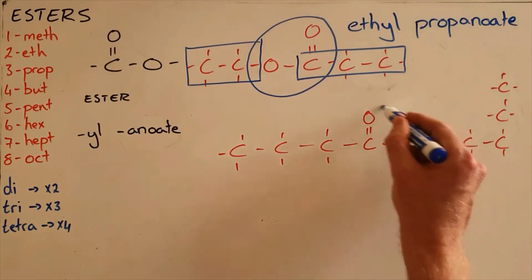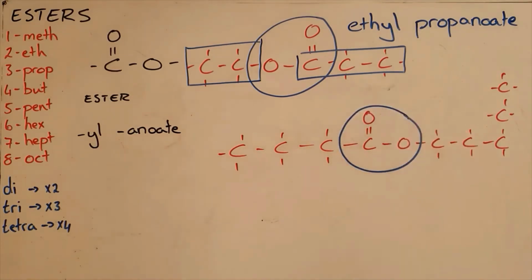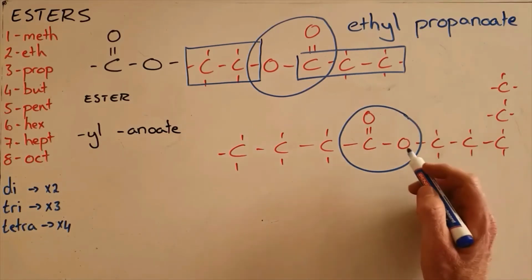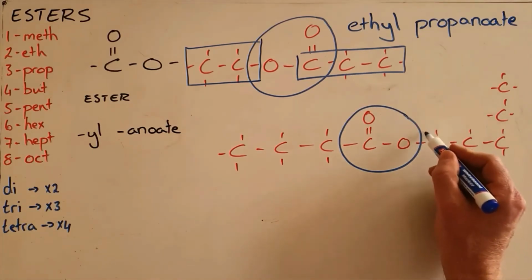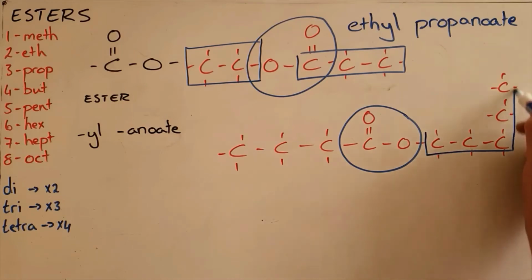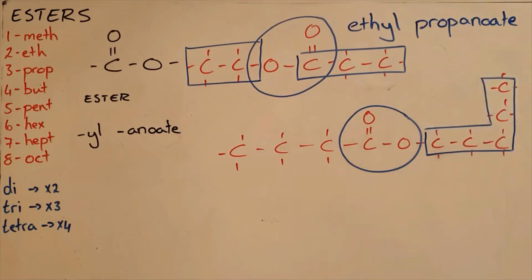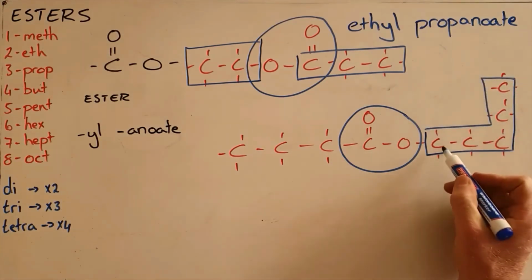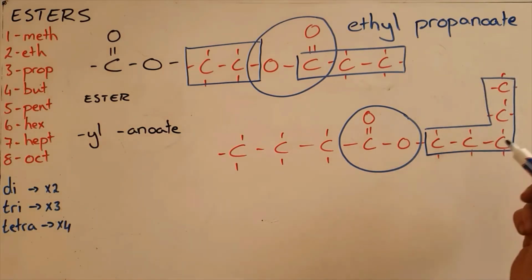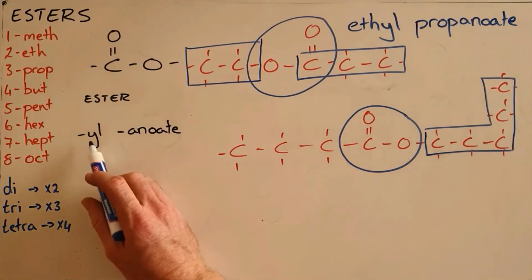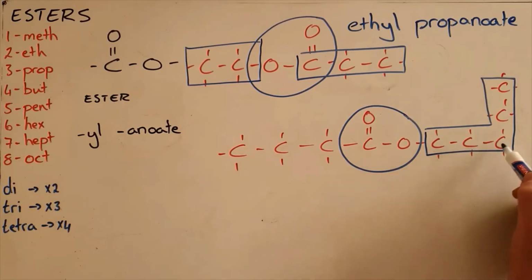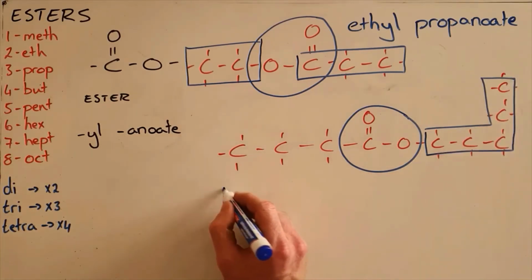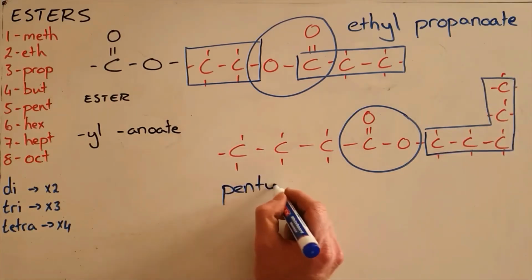We first identify the ester functional group, and then we identify the part of that functional group that is attached by a single bond to the oxygen. In this case, we can see that that is a 5-carbon chain, which means that the part that gets the suffix yl is meth, eth, prop, but, pent. So we would call this pentyl.